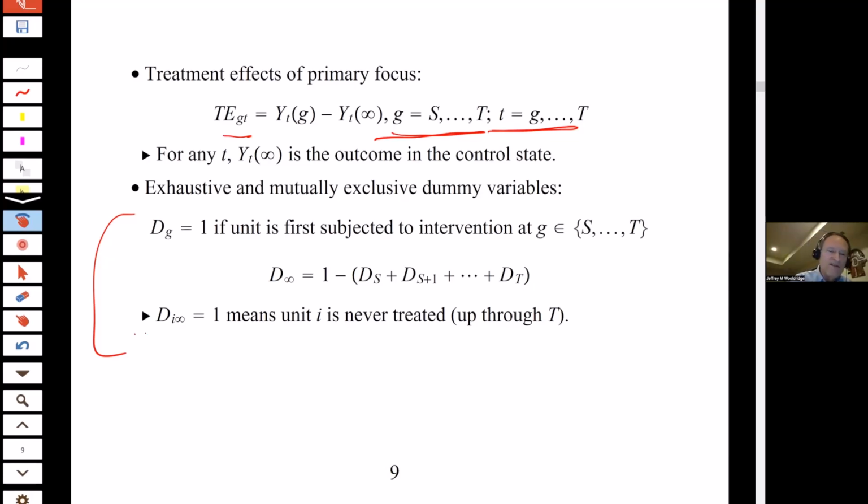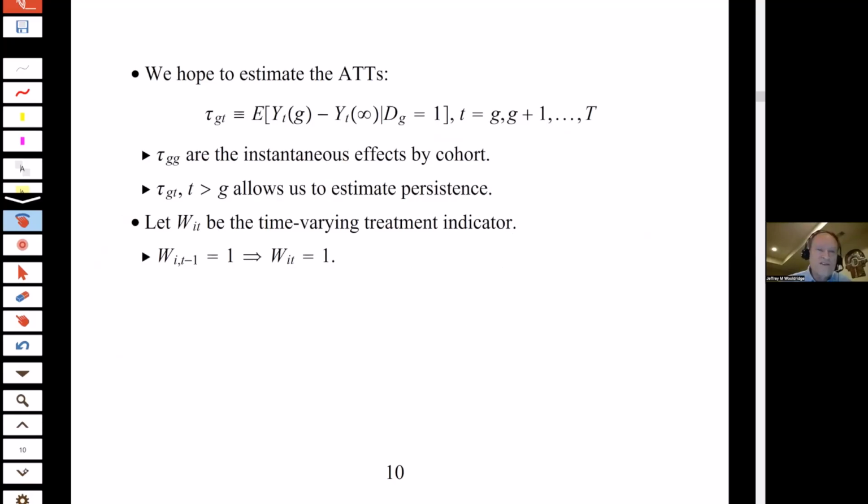Then we are assuming in this talk that there are units that are never treated. Being never treated or being in one of these cohorts, these are mutually exclusive and exhaustive. You're in one group and only one group. Each unit is.